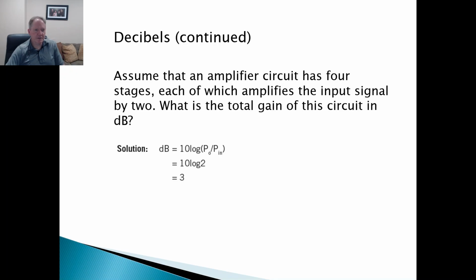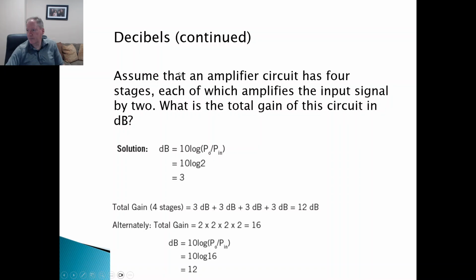So we'd say dB equals 10 log of power out over power in, or 10 log of 2, which is 3. And so the total gain for 4 stages is going to be 3 times 4, or 3 plus 3 plus 3 plus 3 equals 12 dB. Alternately, we could say that there's a gain of 2 in each stage. So 2 times 2 times 2 times 2 is 16. And then 10 log of 16 is also 12. So there's a couple ways you can do it.